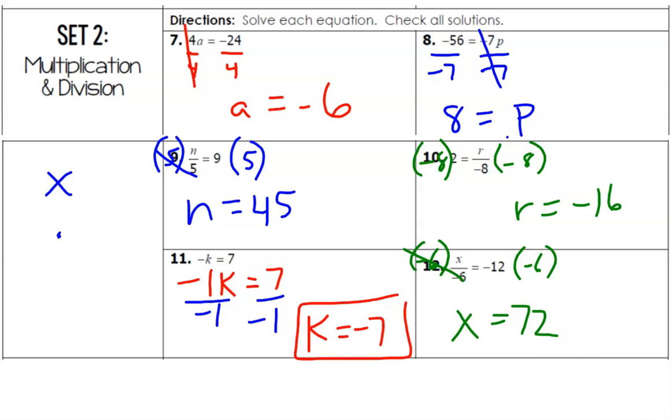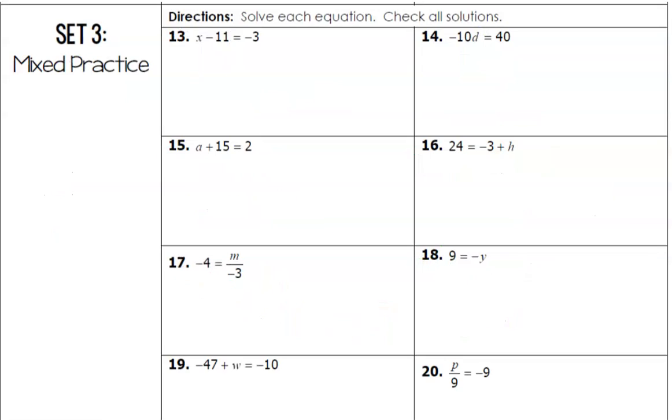That is how you solve a one-step equation with integers. Try these on your own. Good luck!